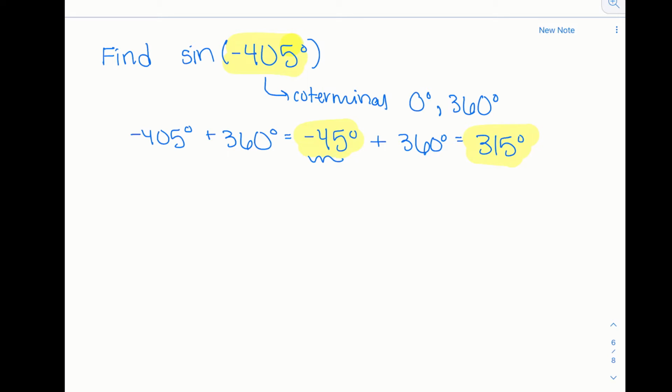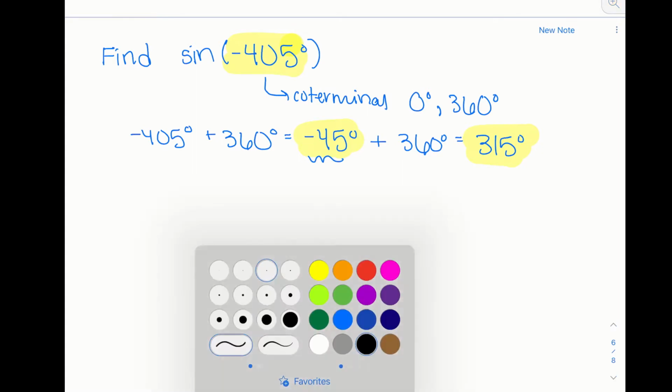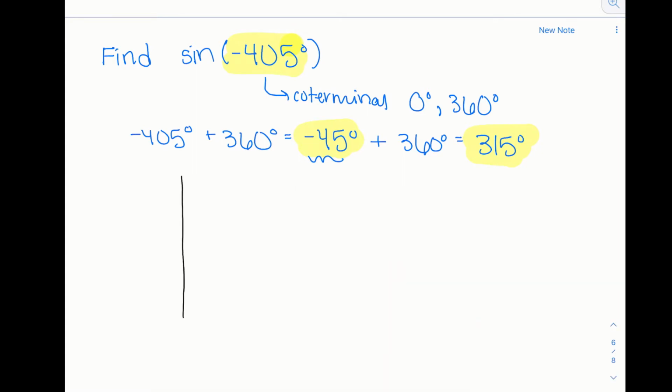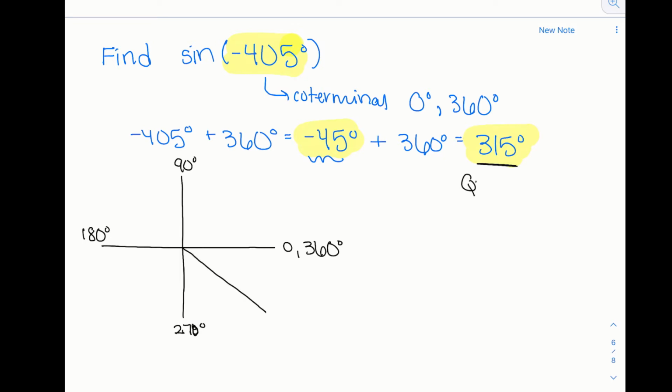Once you've narrowed down where that angle is, got it to be a smaller number, I'd say go ahead and try to draw it and figure out which quadrant it falls in. I usually mark them 0, and since it's in degrees, I'll leave it as degrees here, 180. Looking at it from the perspective of 315 degrees, 315 degrees is in between 270 degrees and 360. So that tells me that this angle falls in quadrant 4.